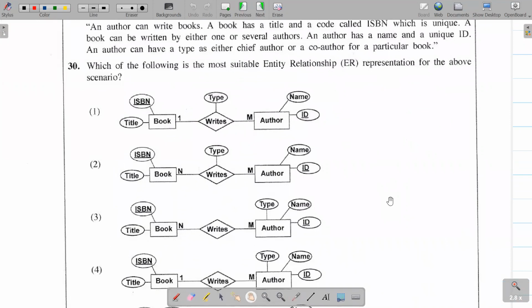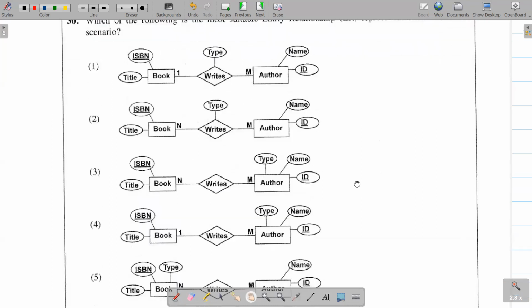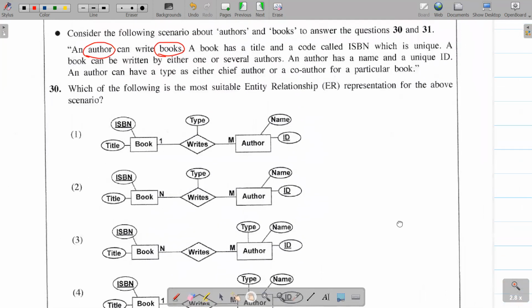An author can write books. A book has a title and a code. So let's decompose this. Author can write books, so author is going to be an entity. Book is going to be an entity. So in every answer, author and book are entities. A book has a title and a code called ISBN. So book has ISBN and title, in every answer.